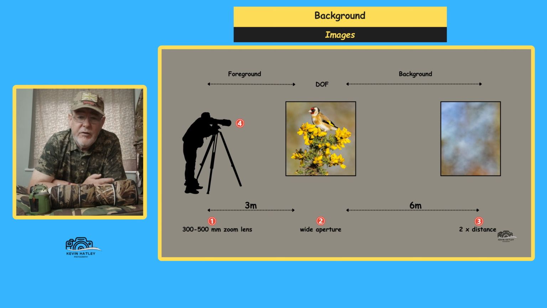Again, using that 300 to 500mm lens, that's going to give us that narrow angle of view and a shallow depth of field. The wide open aperture then allows us to blur out the background and also the foreground. Now, the minimal distance between you and the bird in the background should be roughly twice the distance from you to the bird, it should be from the bird to the background.